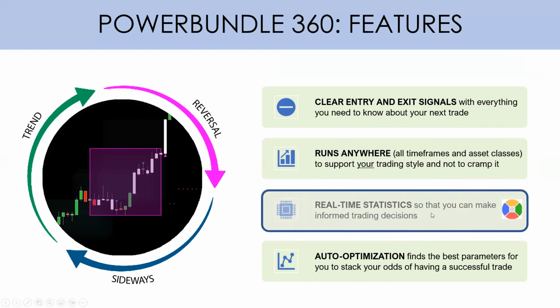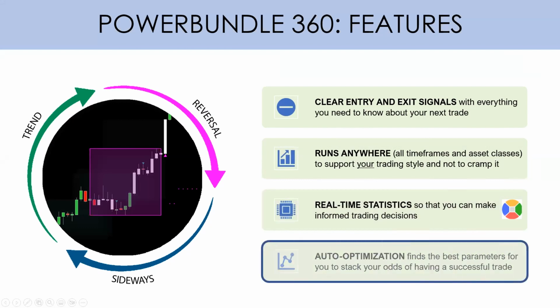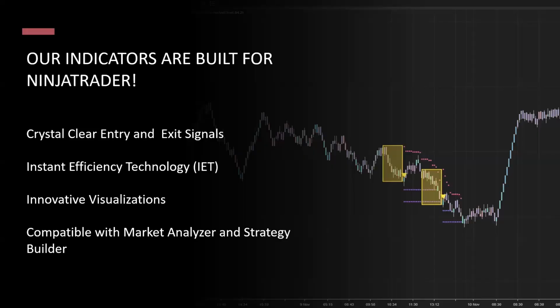Real-time statistics are included for each of these indicators. And now with our latest generation, just released literally today, we also support auto optimization, which will find the best parameters automatically for you. We believe that we have pretty much pushed NinjaTrader to the limit of what is possible, not only with the widget on the chart, but also with what the indicator does in terms of automatically optimizing the parameters for you. Our indicators are built for NinjaTrader. We support other platforms too, but they run particularly well on NinjaTrader.